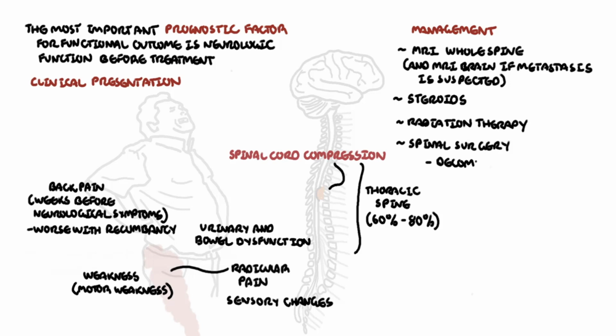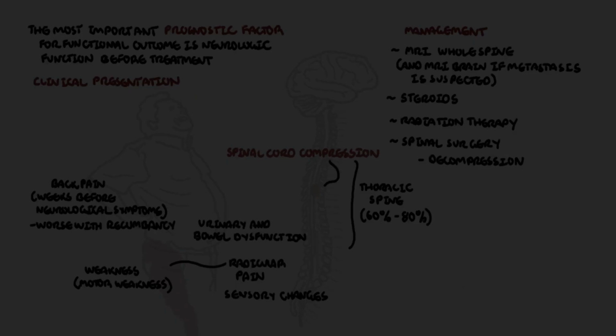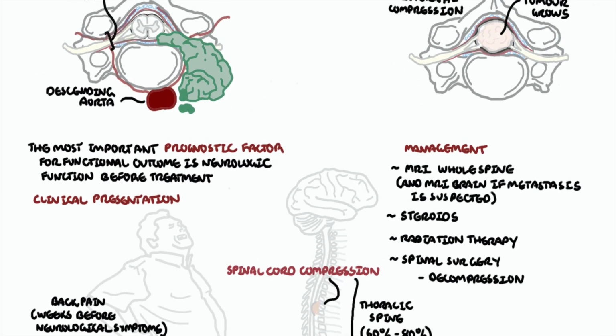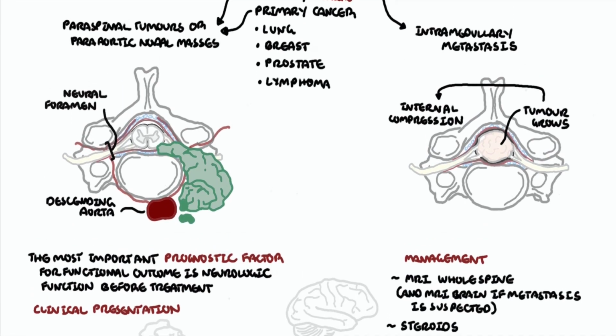Surgery is also useful to relieve pressure within the area through decompression. Again, neurological status is the most important predictor of outcome in patients with spinal cord compression. Ambulatory patients tend to remain ambulatory, whereas non-ambulatory patients typically do not regain the ability to walk.